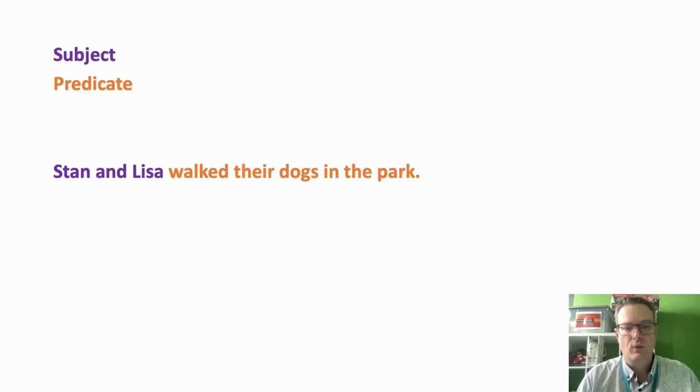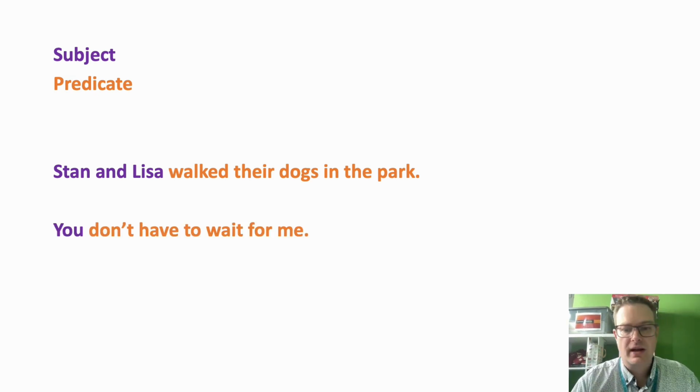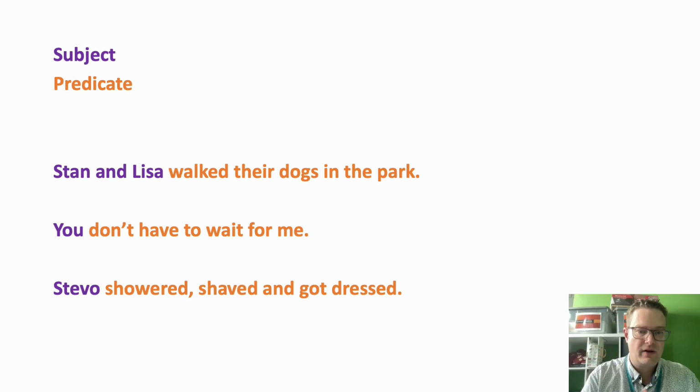Stan and Lisa walk their dogs in the park. The subject is Stan and Lisa because they together, two people. So you could say they, and then the verb walked their dogs in the park is your predicate. You don't have to wait for me. You are the subject. Don't have to wait for me is the predicate. Steve-O showered, shaved, and got dressed. That one's interesting because you've put 3 finite verbs there in the predicate, but it's still essentially all working together, just one long string of it. The subject remains Steve-O, and he's doing all 3 of those verbs, probably in order.